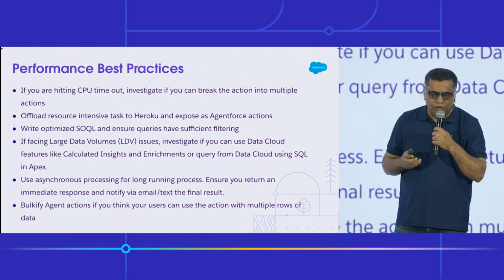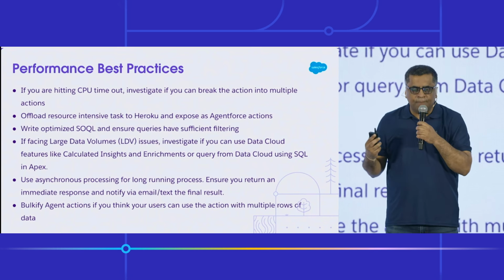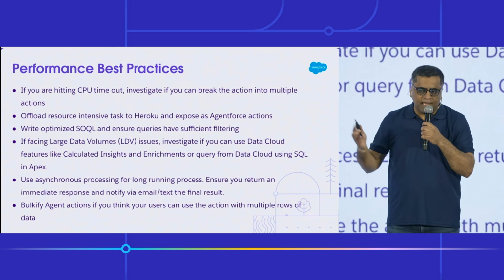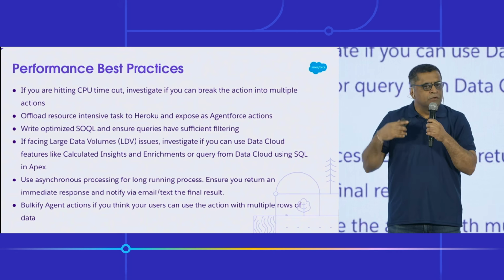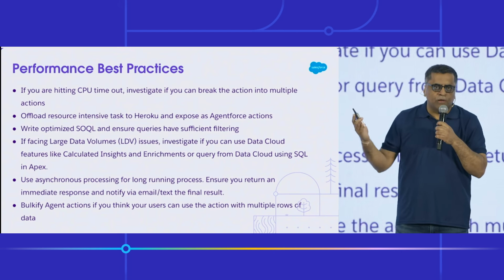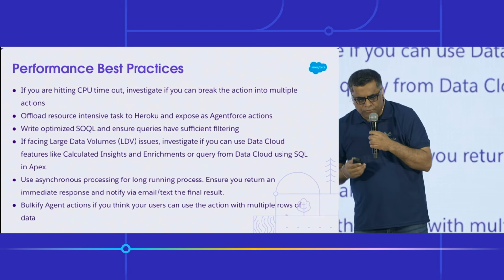If you're hitting CPU timeout, and your agent is doing a lot of heavy lifting, this can happen. You can break your action into multiple actions. It's always a good idea to keep it very, very granular. You can offload resource-intensive tasks, and that's a very classical Salesforce strategy. Anytime you have more data or things that you cannot do within the platform governor limits, you move it outside the platform, or what we call off-platform. So you can move it to Heroku and expose it as an agent action.